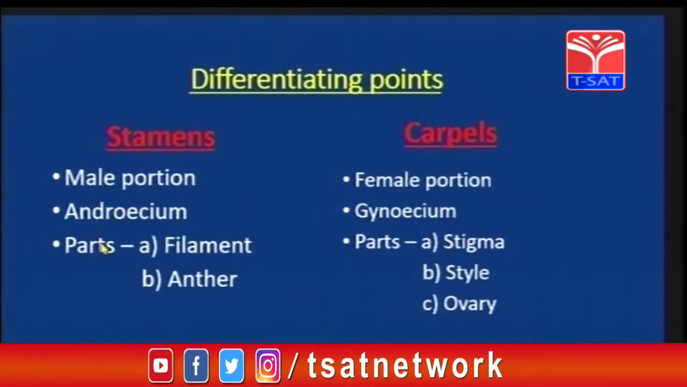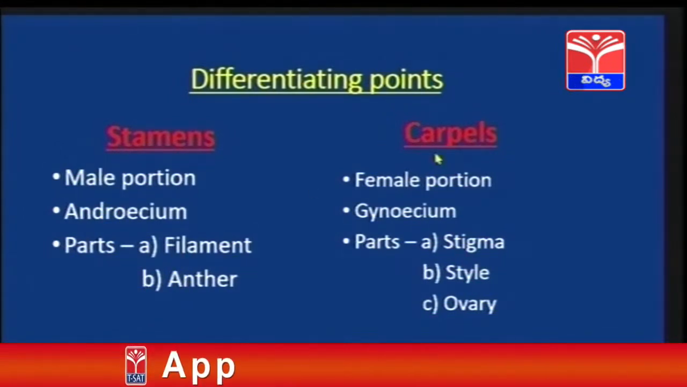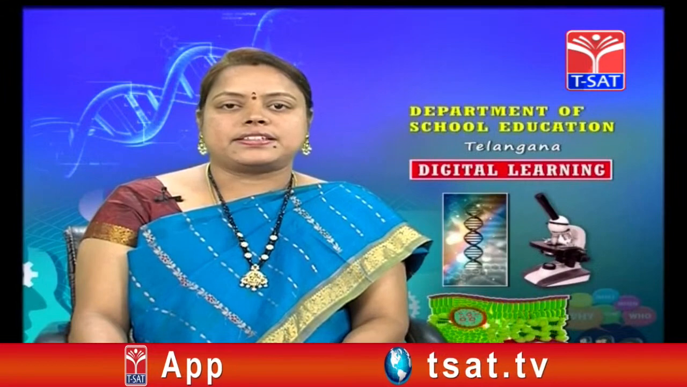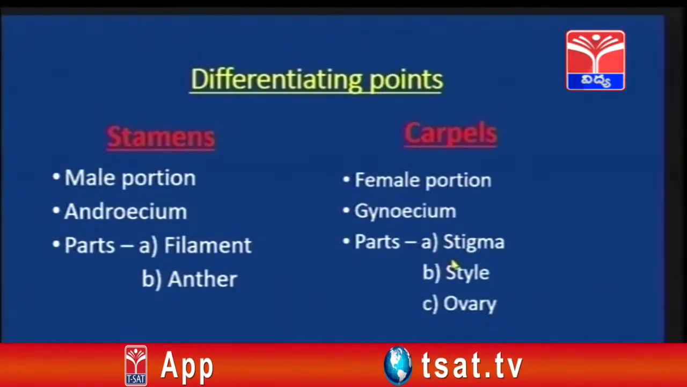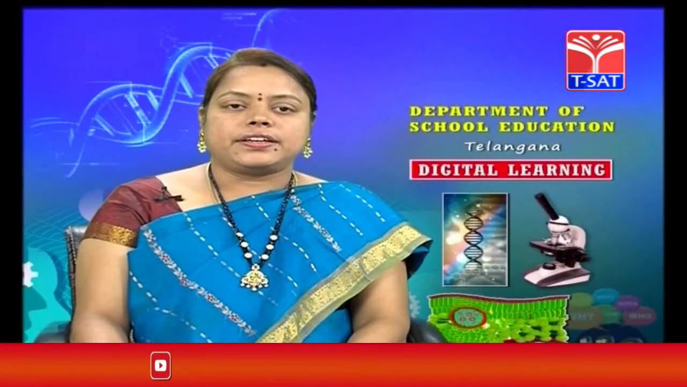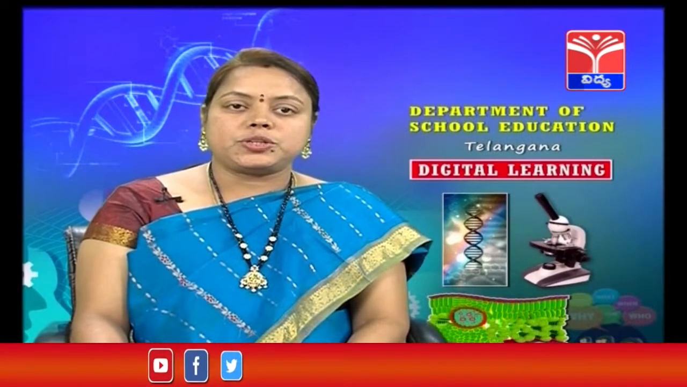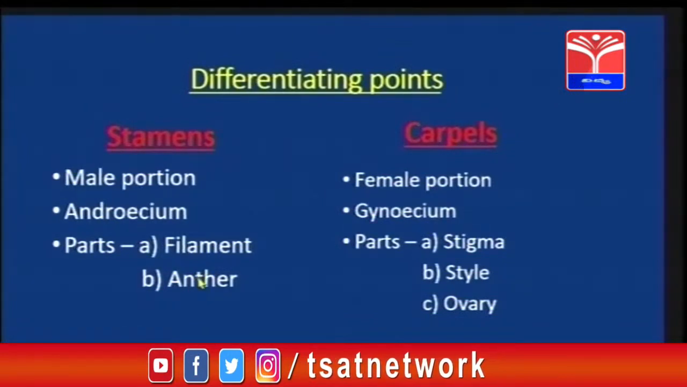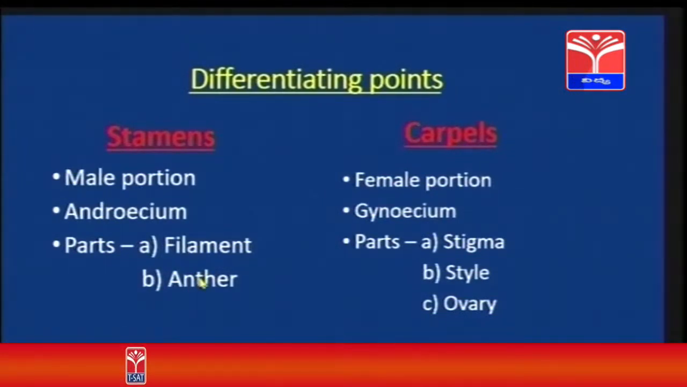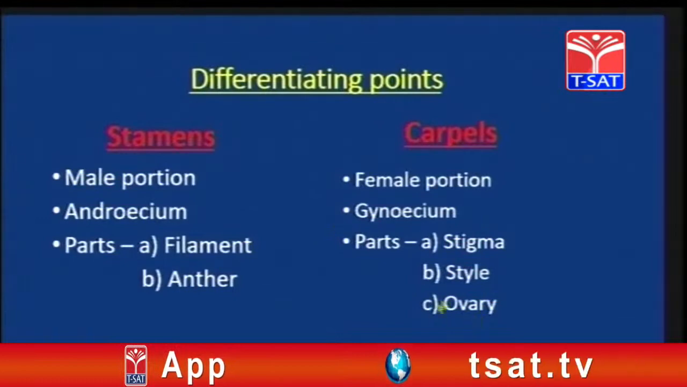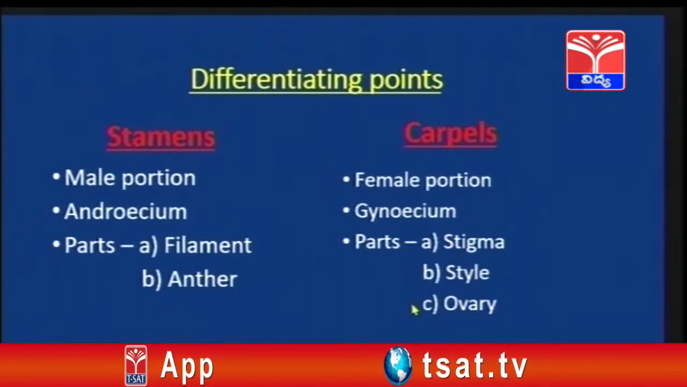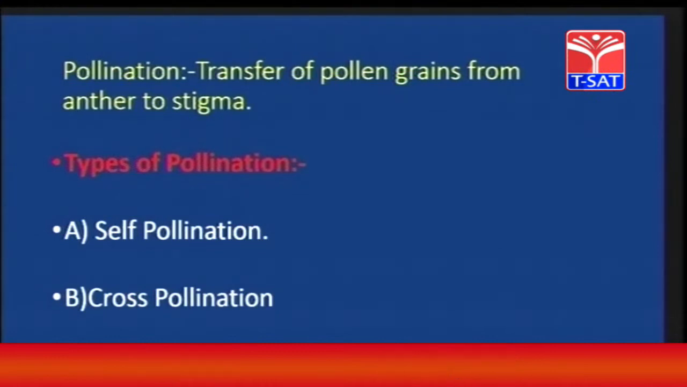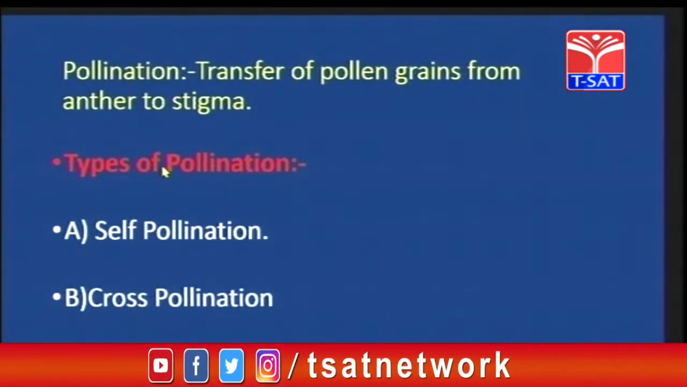And the parts of the stamen, it consists mainly of two parts, filaments and anther. Carpels consist of three parts, that is stigma, style and ovary. Children, here you should understand one major point is, inside the anther, pollen grains are present. That means pollen grains consist male sex cells, whereas in ovary, female sex cells are present. Pollination. Transfer of pollen grains from anther to stigma is called as pollination.